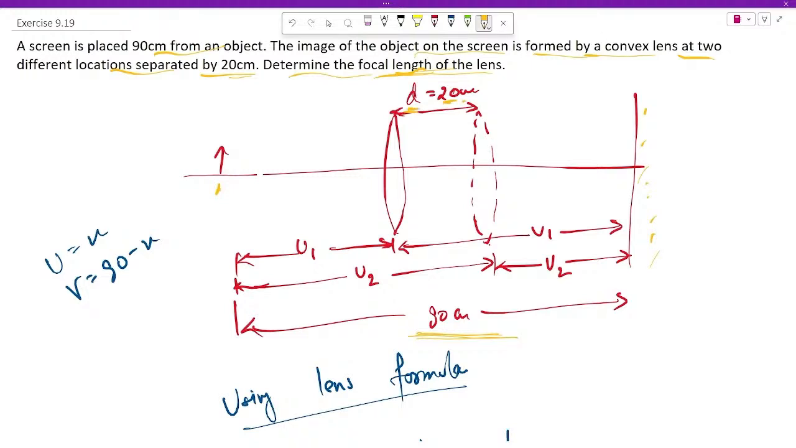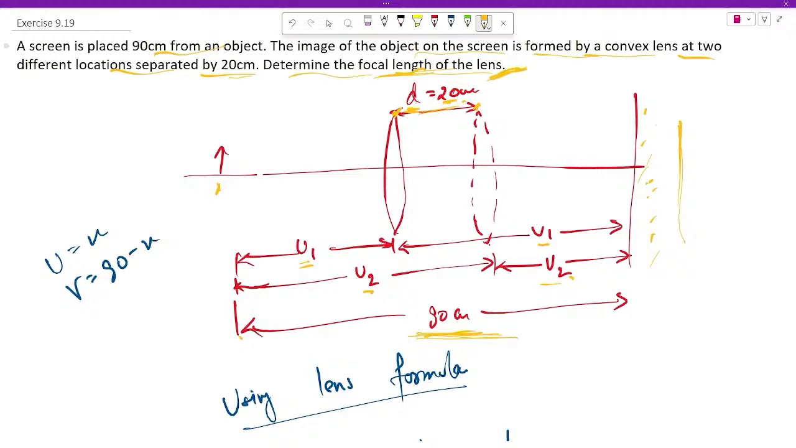So let us represent it by d, the difference between the positions of the lens which can form the image on the screen. Let us assume that the distance of the object from the lens at the first position is u1, and the distance of the object from the second position is u2, and subsequently the image distances would be v1 and v2. Now we know that since the distance between the object and the screen is fixed, and that is 90 centimeter, u1 plus v1 or u2 plus v2 equals 90. Now using these relations we have to find out the value of focal length of the lens.